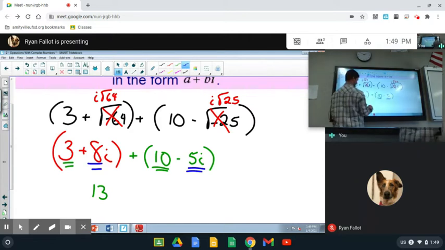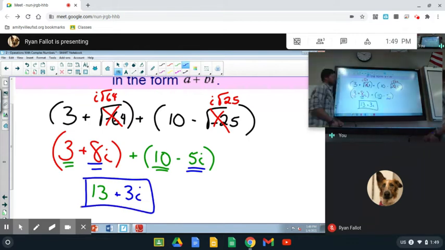8i minus 5i is plus 3i. And like I showed you earlier, you can plug it in your calculator, but don't be a loser. Do it first, make sure you get the right answer, then check your work with the calculator. Someday in life, you're not going to have a calculator, but that's probably never true.